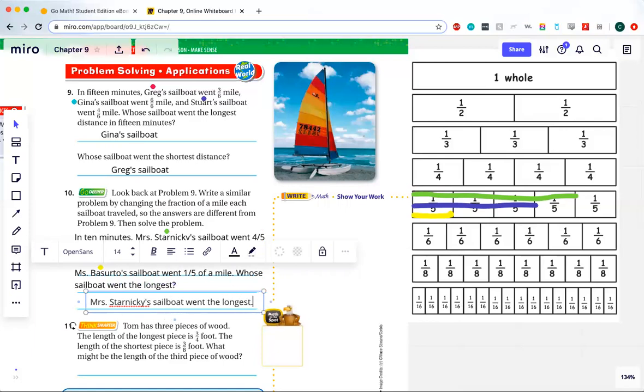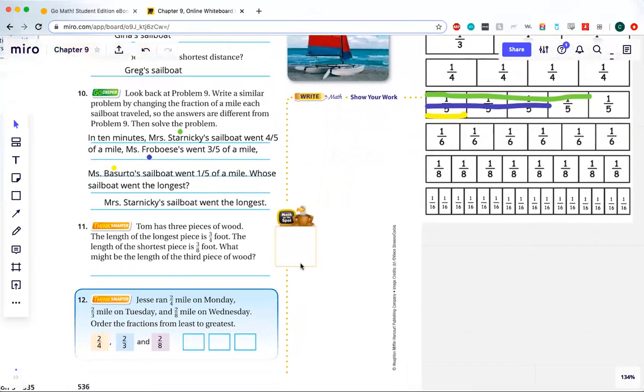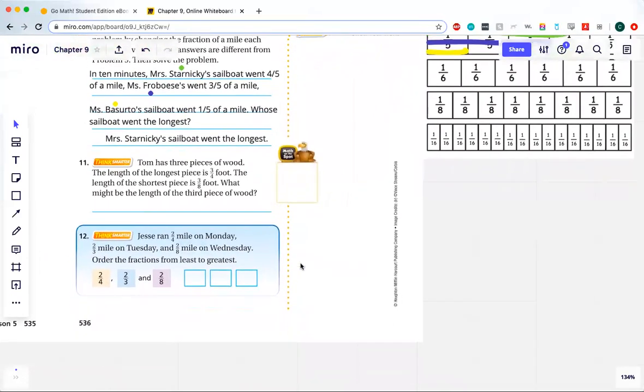Okay, wonderful. All right, let's go ahead and look at our next problem, number 11. So Tom has 3 pieces of wood. The length of the longest piece is 3/4 foot. The length of the shortest piece is 3/8 foot. What might be the length of the third piece? So we need to think about this. They just gave us these fractions, but we need to figure out which one would be in the middle, right?